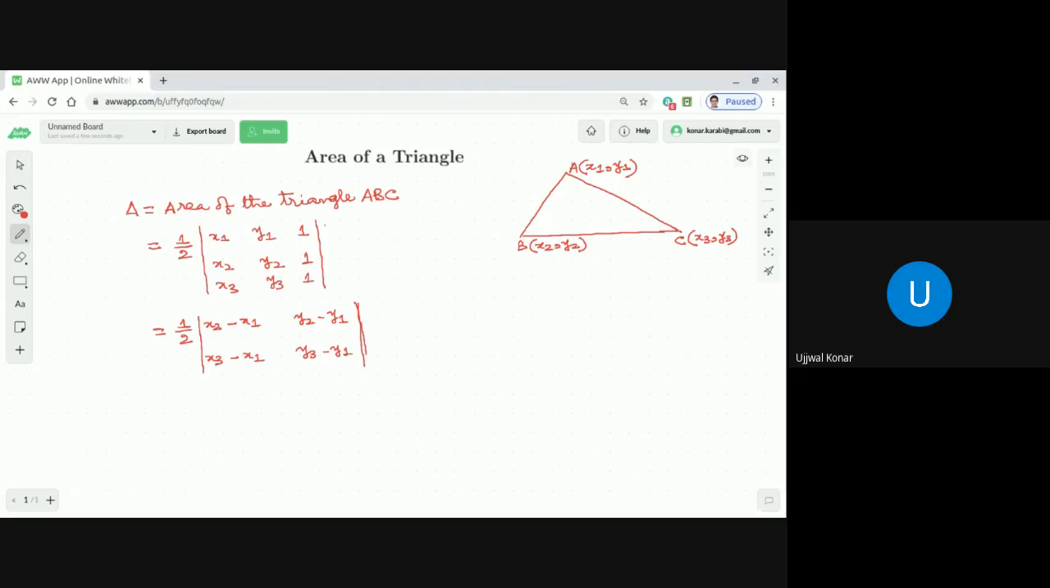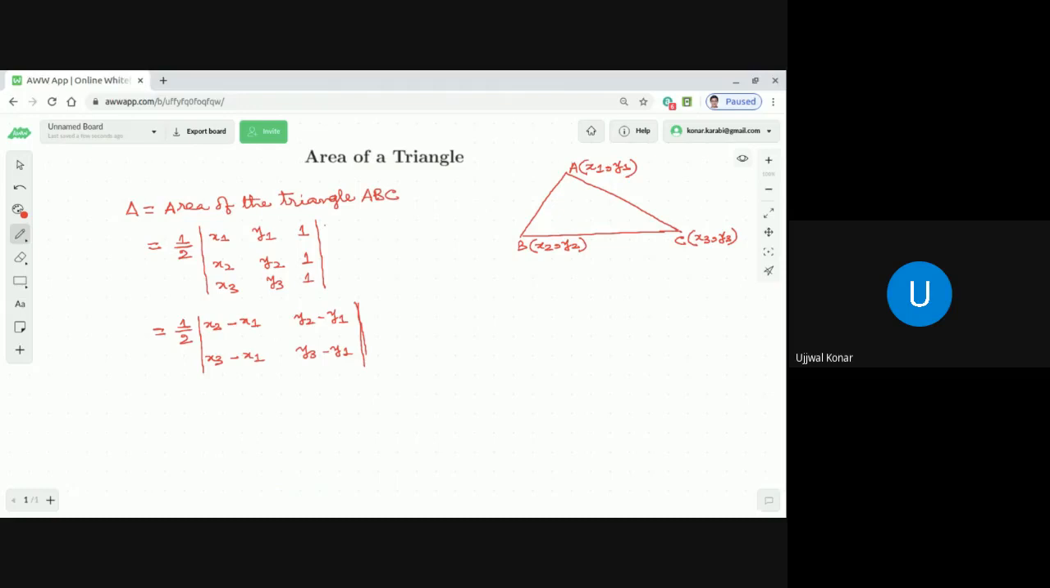And now, what does it mean actually? This is the pattern you should remember: 1 by 2 into the determinant of x2 minus x1, y2 minus y1, x3 minus x1, y3 minus y1. Okay. If you remember this, then it is very easy to find the area of a triangle.